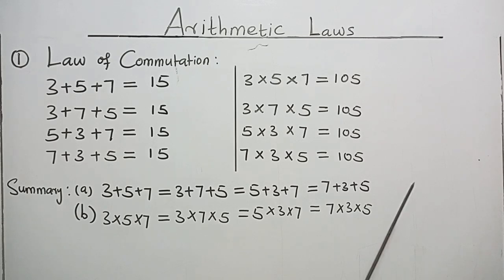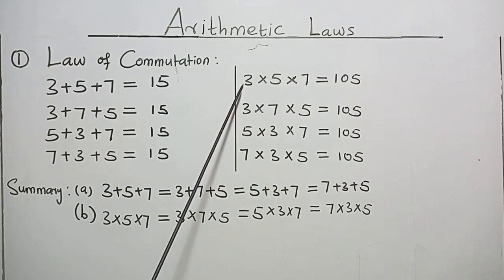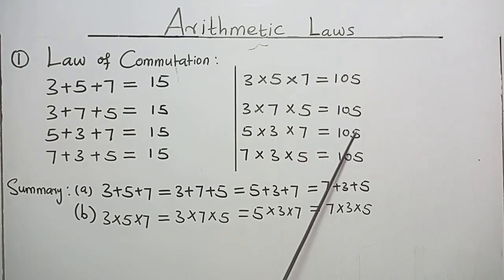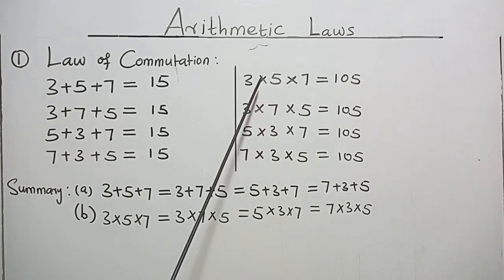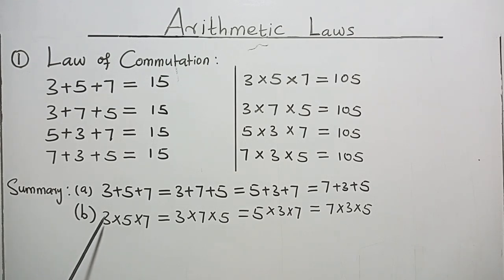Don't forget, also, when multiplying, the same set of numbers arranged in 4 ways in multiplication give us the same answer, 105. It means that these products have the same value. This takes us to the conclusion that 3 times 5 times 7 will give us the same answer as 3 times 7 times 5, the same answer as 5 times 3 times 7, the same answer as 7 times 3 times 5, which is ultimately equal to 105.